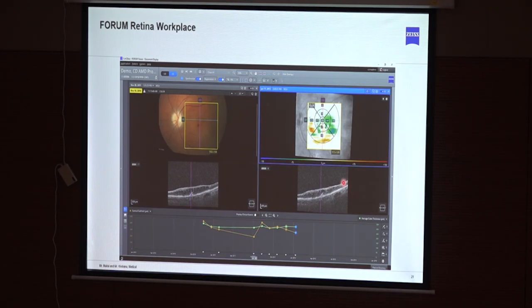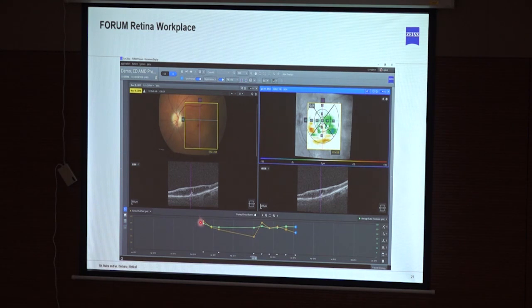Then after the OCT, there are different retina workplace stations. One of them is the Forum, and in the Forum there is the Forum retina workplace where you can compare the fundus and OCT reports for better visualization. In that report, you will see this is the fundus report and this is the OCT report. If you scroll these lines over the Forum, you will see different positions, so you can compare the fundus and the OCT report.